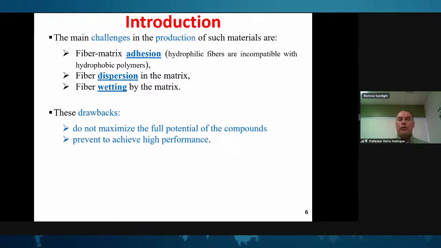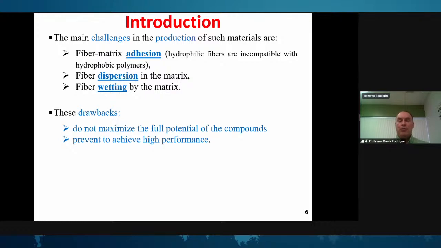But not only adhesion, we also have to discuss the dispersion of the fiber in the matrix. And again, we have to talk about the wetting of the fibers to be sure that there will be good properties overall. Most of these drawbacks are a limitation to getting the full potential of these compounds and achieving high performance.